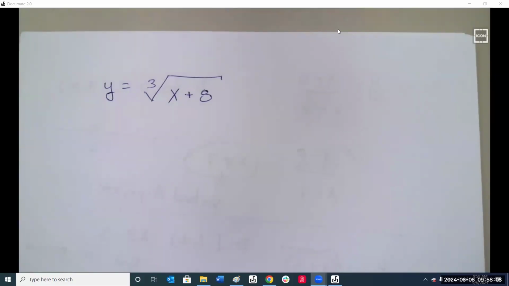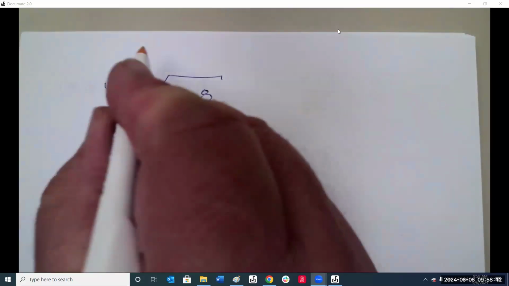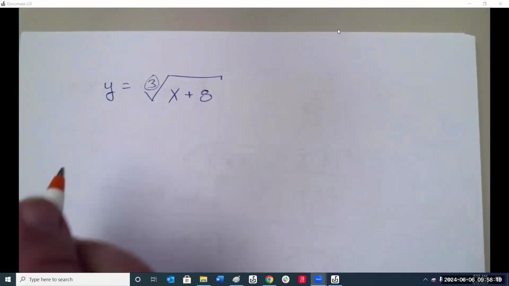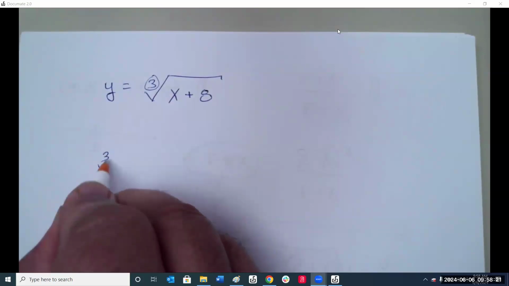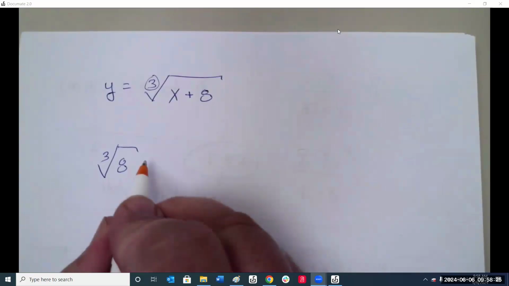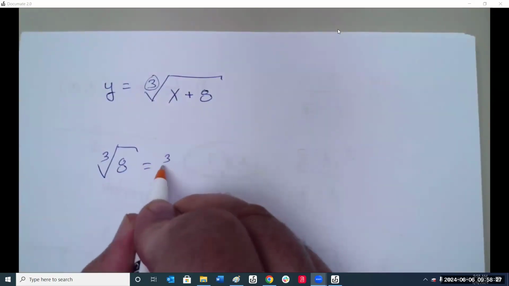How is this one different than the one we just did? It's a cube root. What do we know about cube roots? Well, the cube root of 8 is what? Let's break down 8. What is 8 made up of?